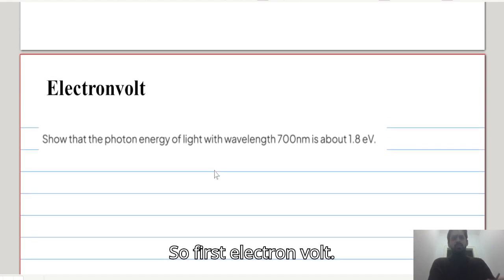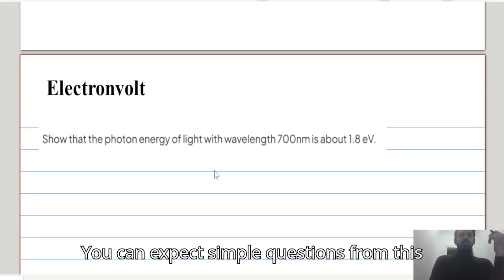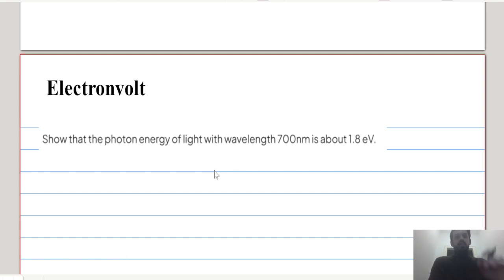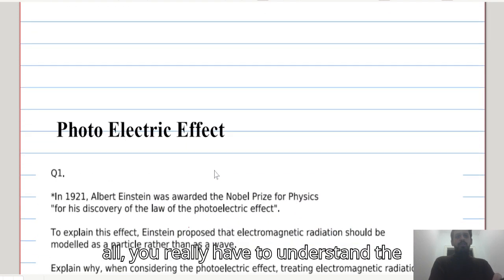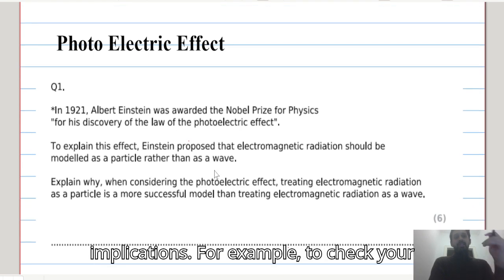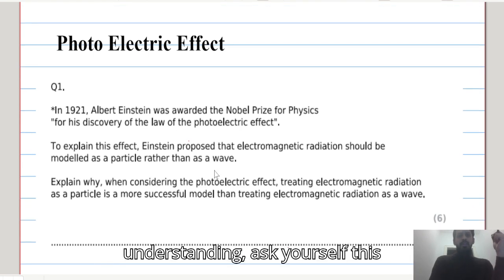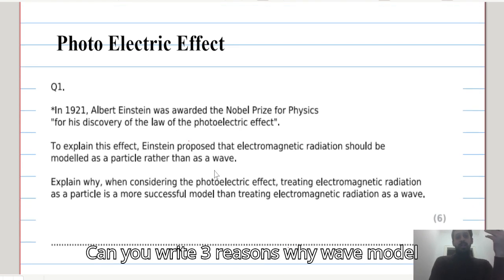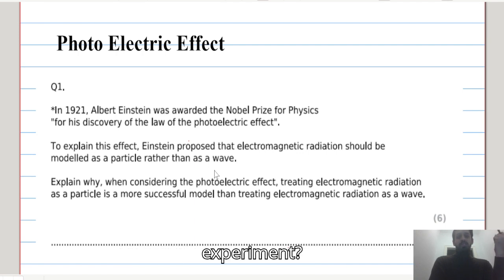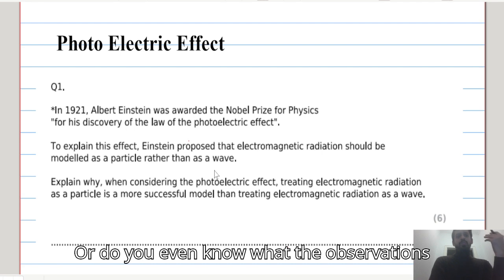So first, electron volt. You can expect simple questions from this concept, or you might need to use this as an intermediate step to solve some complicated question. But for photoelectric effect, first of all, you really have to understand the general idea of the experiment and its implications. For example, to check your understanding, ask yourself this question: can you write 3 reasons why wave model cannot explain the observations of the experiment? Or do you even know what the observations are?